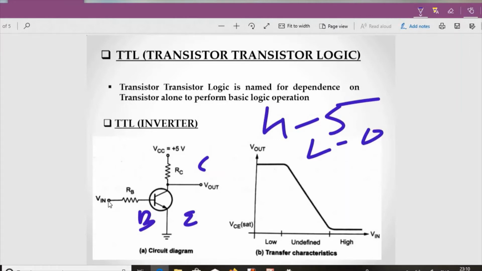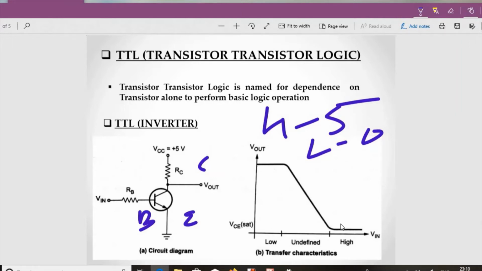So when Vin is high, that is 5 volt, at that time your transistor will conduct and your current will flow from this end to this end. But when your input is low, what is happening? You are providing 0, and this transistor will act as an open switch. So when it is acting as an open switch, this current is not able to flow. Hence, the potential difference you are getting here would be the same potential difference at the Vout also.